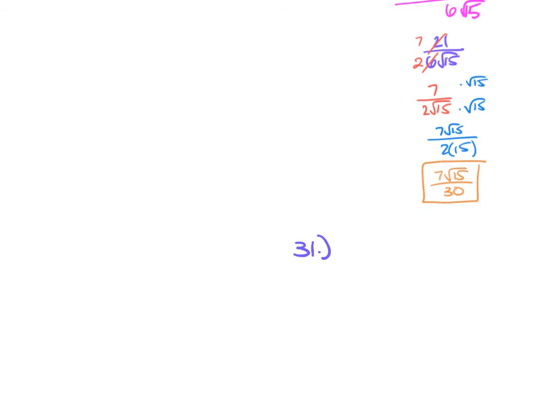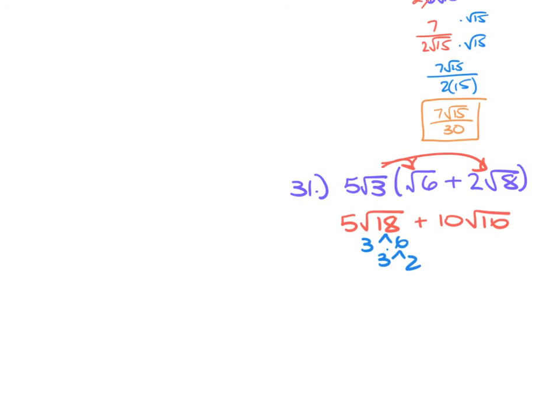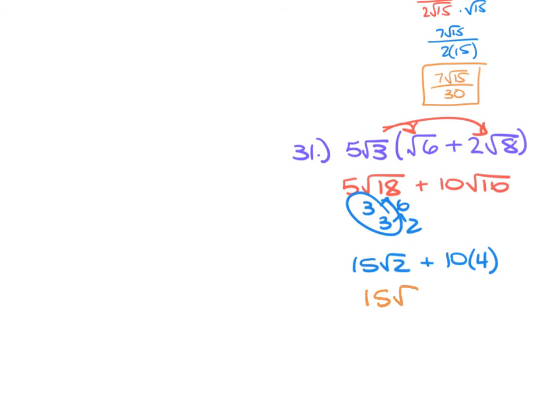For 31, I have 5 square root 3 times the square root of 6 plus 2 square root 8. So I'm going to distribute first. I have 5 square root 18 plus 10 square root 16. The 18 is 3 and 6, 6 is 3 and 2, so the 3 times 5 is 15 square root 2 plus 10 times 4. The square root of 16 is 4. So this is going to leave me with 15 square root 2 plus 40.